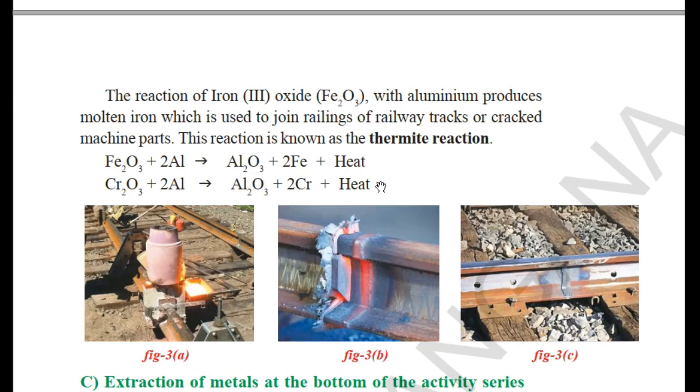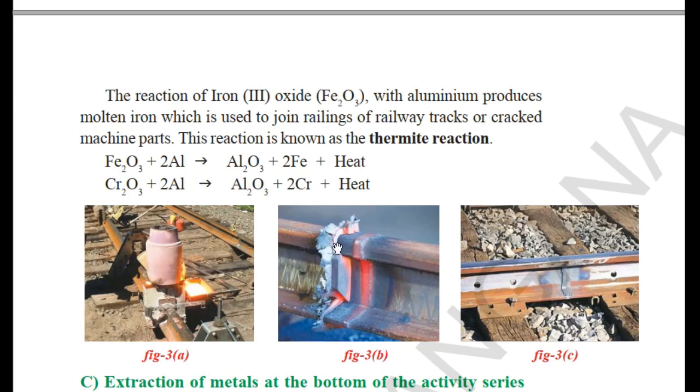Also, here is how they are used: the reaction of iron oxide. Iron is a highly reactive metal which will react with the oxides. So iron oxide reacts with the highly reactive metal aluminum and gives aluminum oxide, iron and heat. This process is known as the thermite process. The molten iron produced is used to join the railway tracks or the cracks of machines.